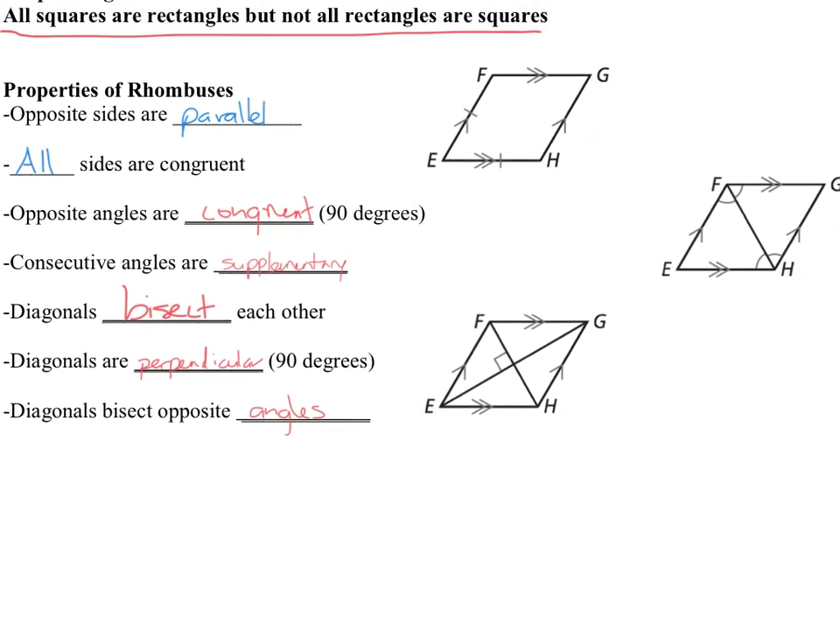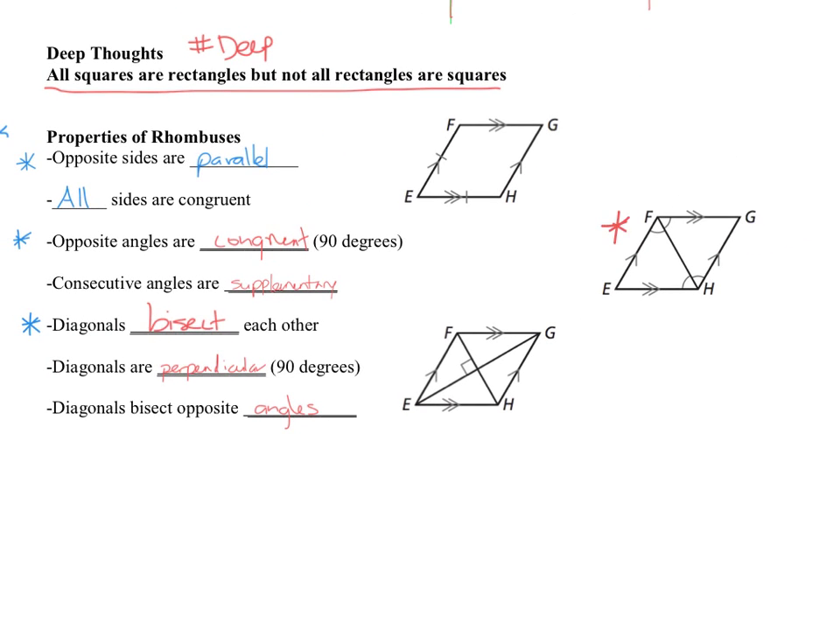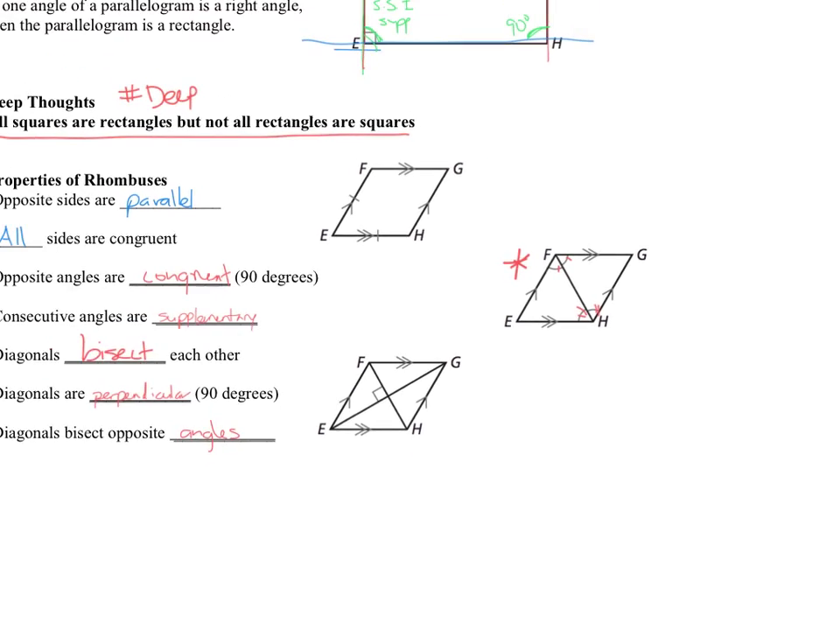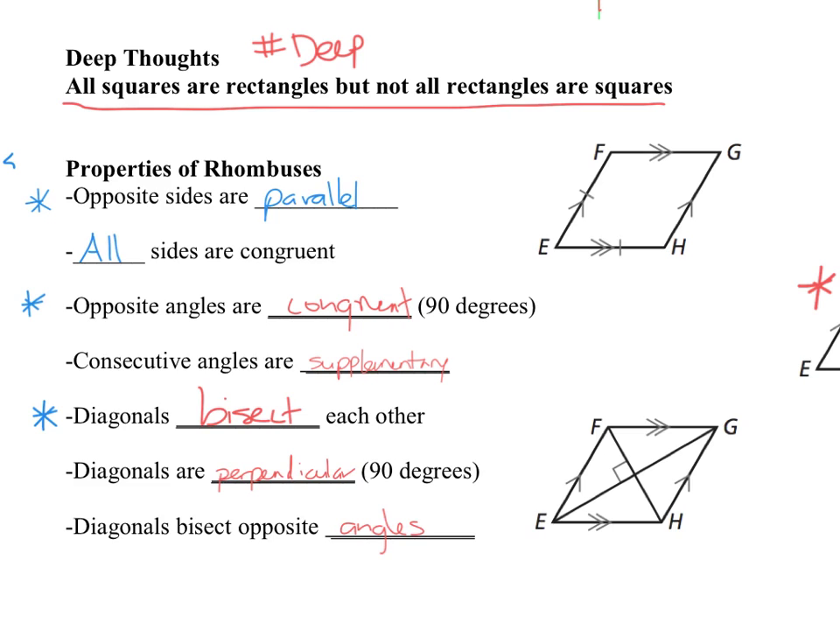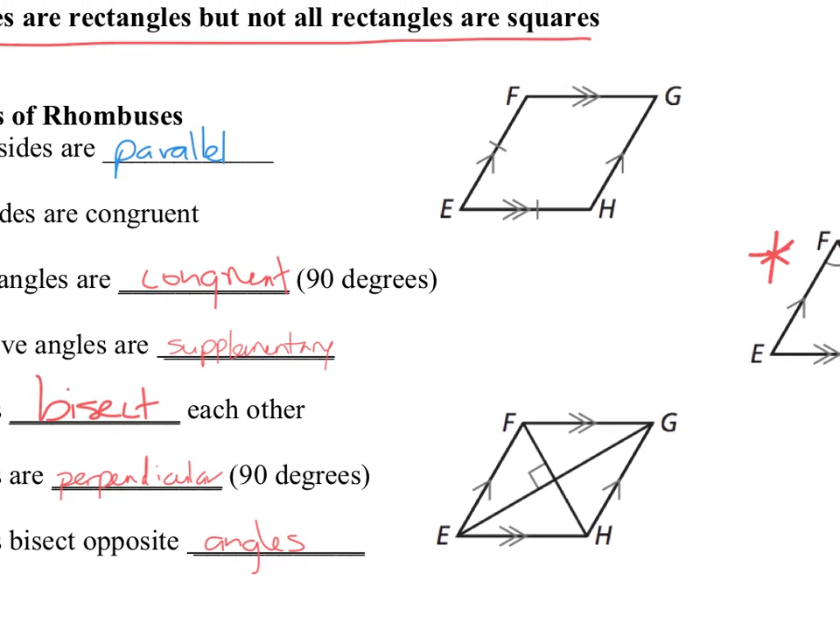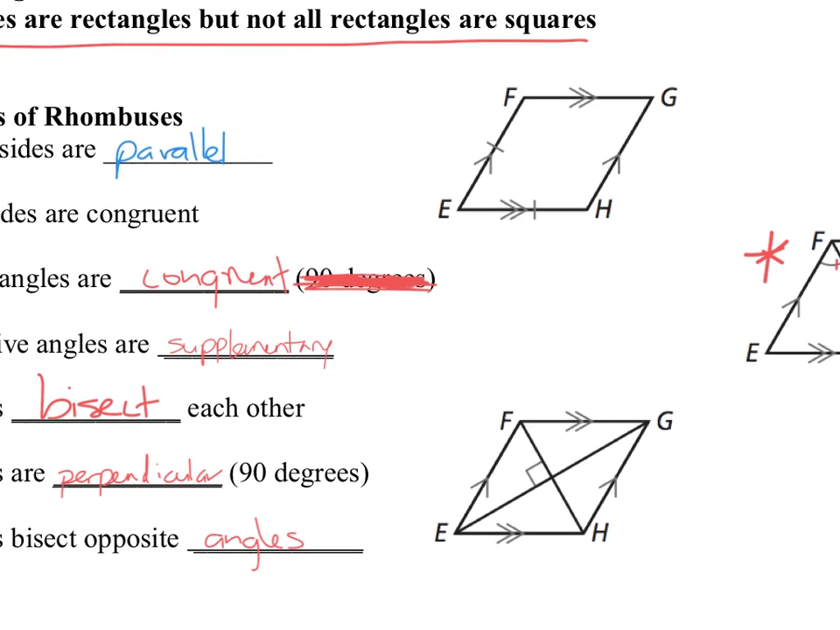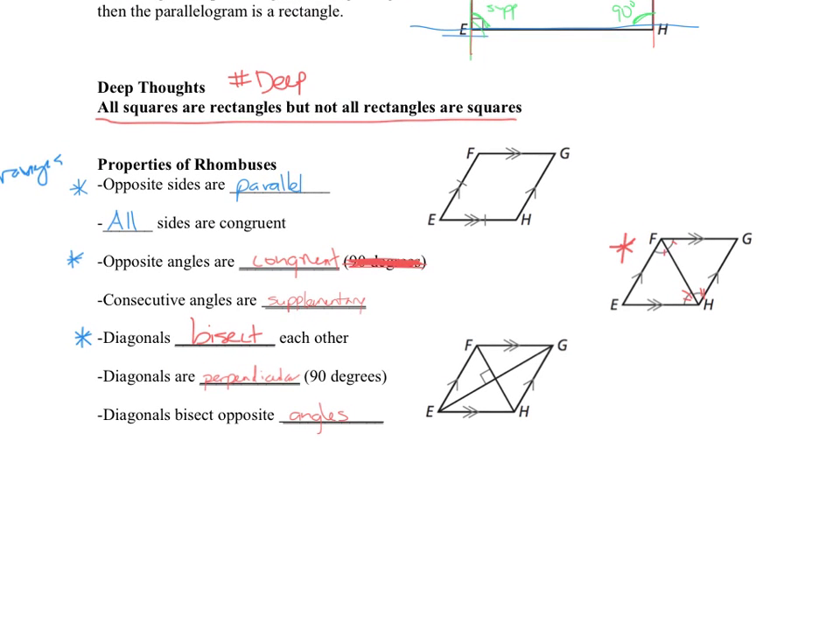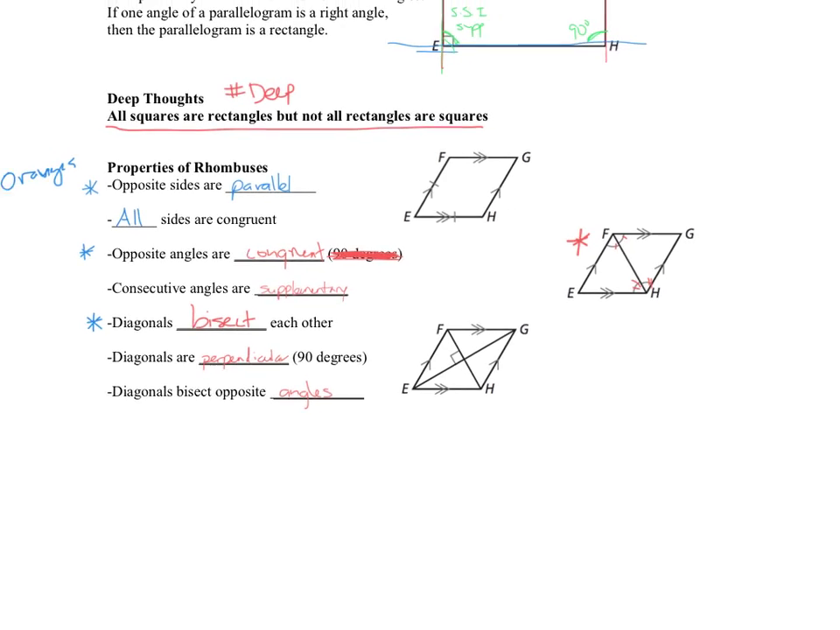And your diagonals in this case also bisect opposite angles. So if you look at the right diagram over on this side, you'll see that angle F and angle H have been bisected. Those two angles are completely cut in half by that diagonal. Now, I think this was a typo here. I apologize. Opposite angles are congruent. They are not necessarily 90 degrees when it comes to a rhombus. That will change in just a second, but for a rhombus, opposite angles are just congruent. They are not necessarily 90 degrees. So that is a rhombus.